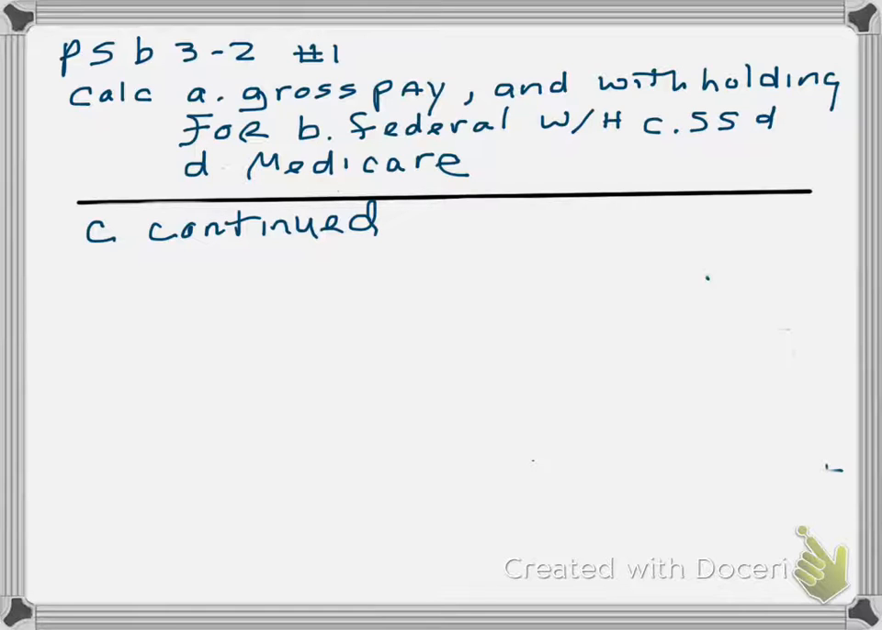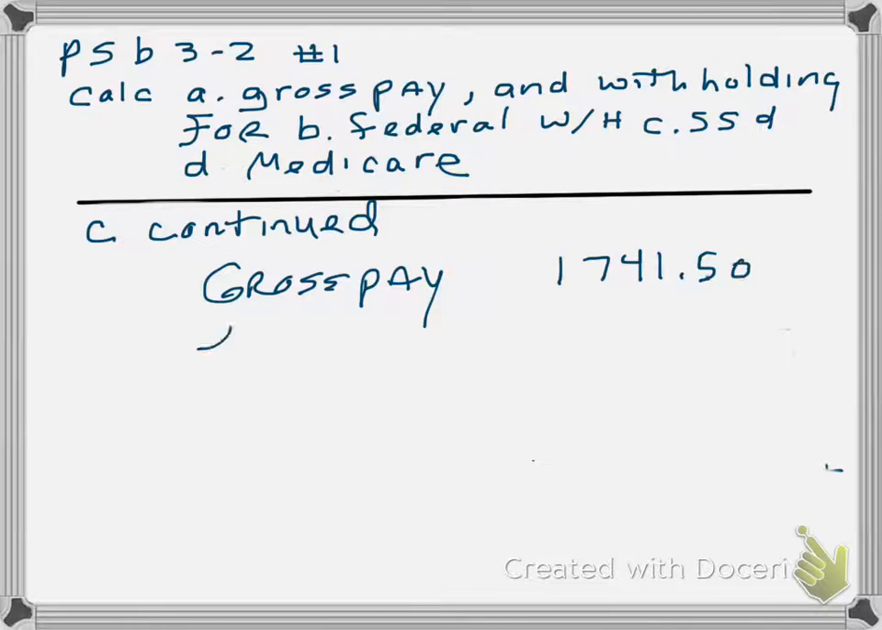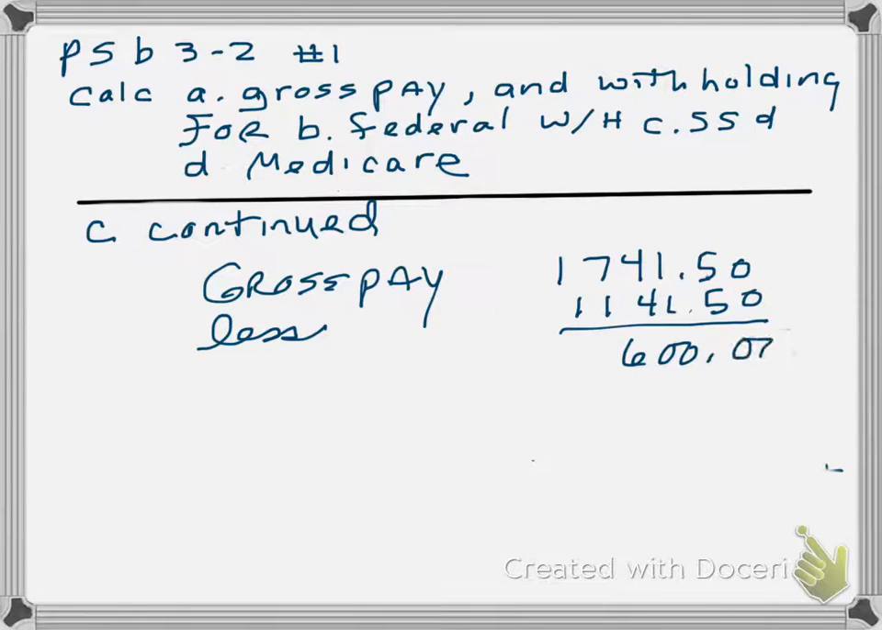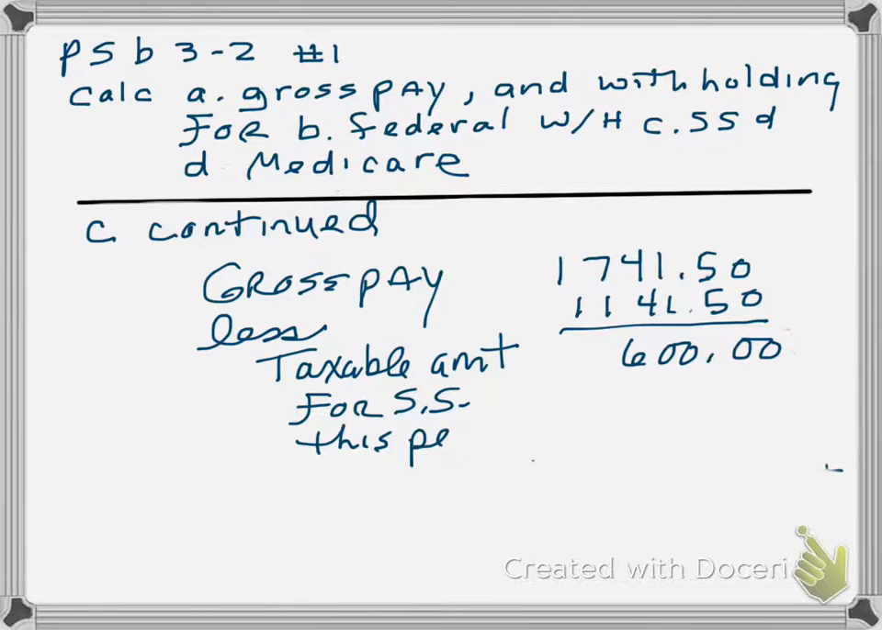So to calculate what we will tax, we'll take the gross pay, which is taxable for Social Security, of the $1,741.50, less the amount that would be over the limit if we taxed everything, to calculate the taxable amount for Social Security this period of $600.